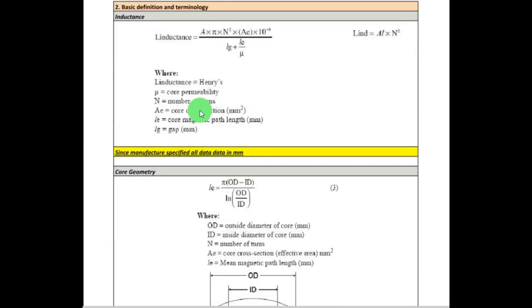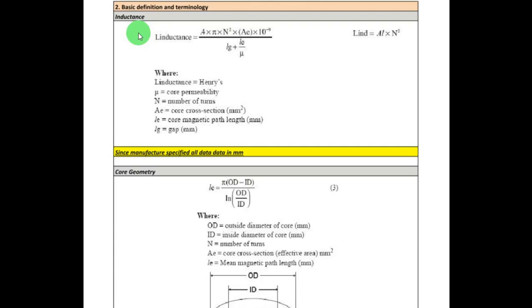Let us go ahead, and now it's time to calculate the inductance value. How will you calculate the inductance value for your transformer? Right now I'm trying to show you the formulas. What formula I'll be using when I go for the transformer design, and I'll take one scenario of power supply design. At that time I'll be using this formula. At the moment I'm showing you the formula only for your understanding.